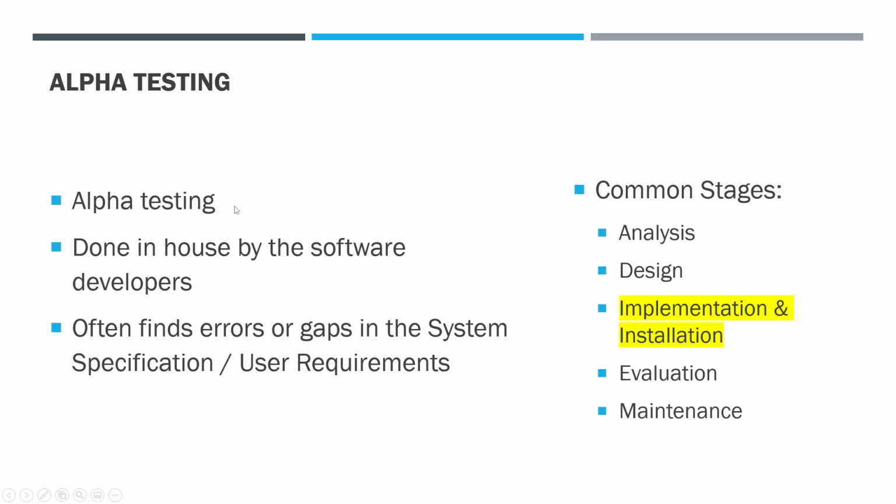Then you've got alpha testing, which is done in-house by the software developers, and it looks at the user requirements to find gaps. This is just more usage. But this is a type of testing done in-house, and it looks to find gaps in this document. Okay, right, it's trying to see if this design document is correct.